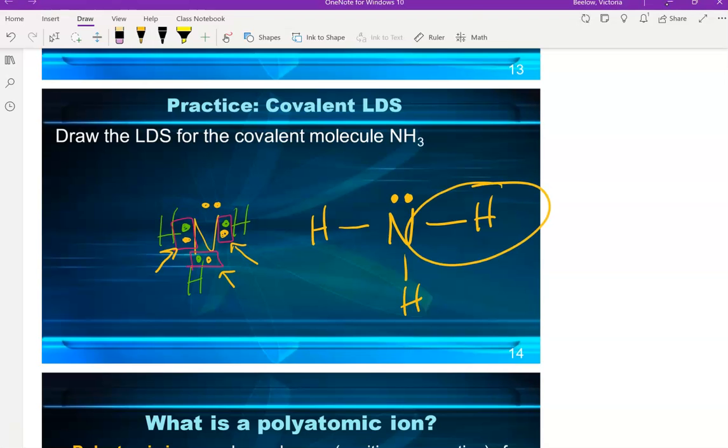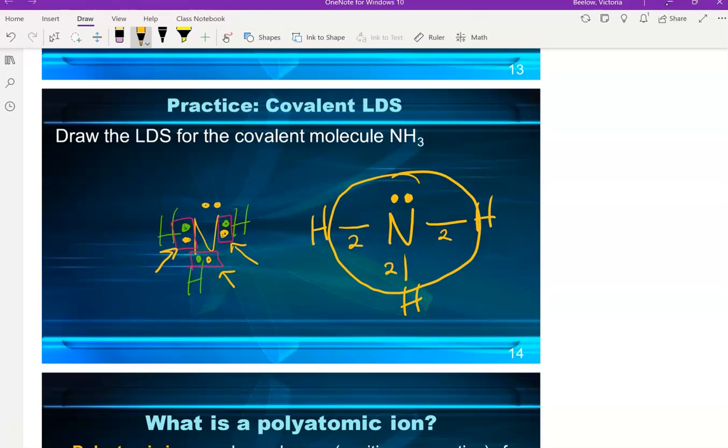Hydrogen will always have only 1 line going to it, or 1 bond going to it, because that represents those 2 valence electrons that it needs. And if you're looking at the nitrogen as a whole, again, each of these represents 2 electrons. So we have 2, 4, 6, 8 electrons surrounding that nitrogen, which satisfies the octet rule.